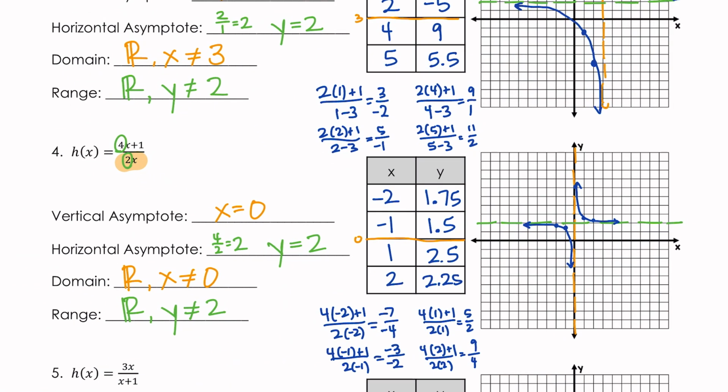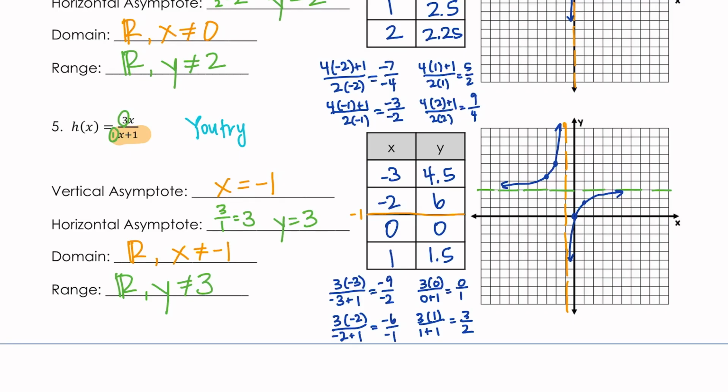Okay, why don't you try number 5, pause the video and come back. All right, so for this last equation, we had 3x over x plus 1. You start with the denominator. What can't x be? So what would make the denominator equal 0? And it's negative 1. So x equals negative 1.